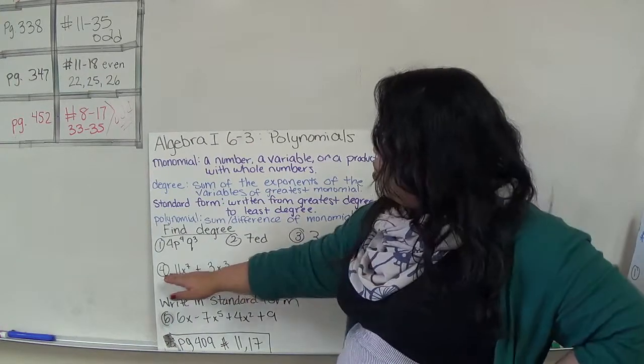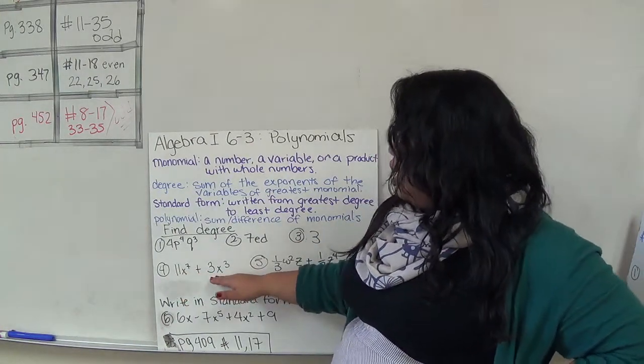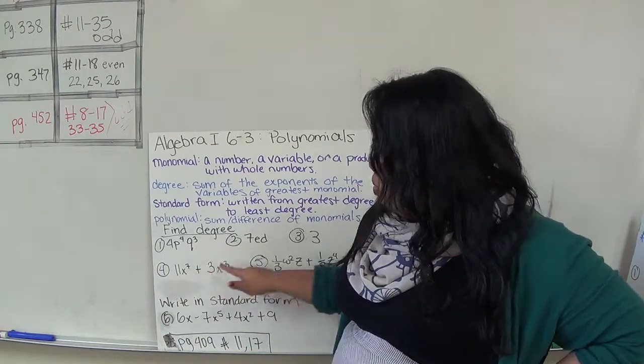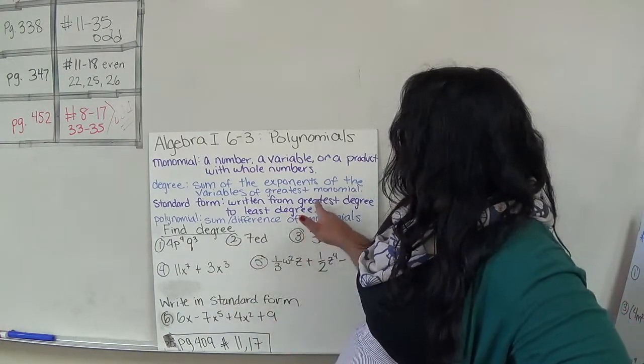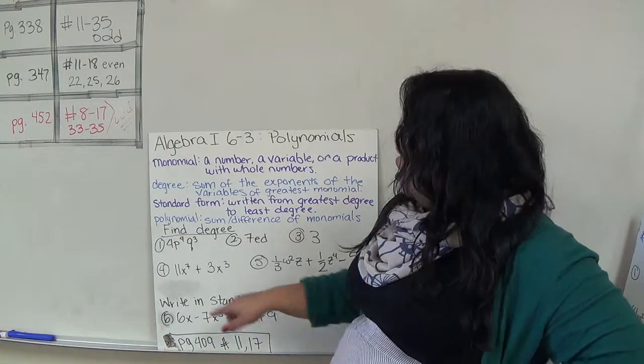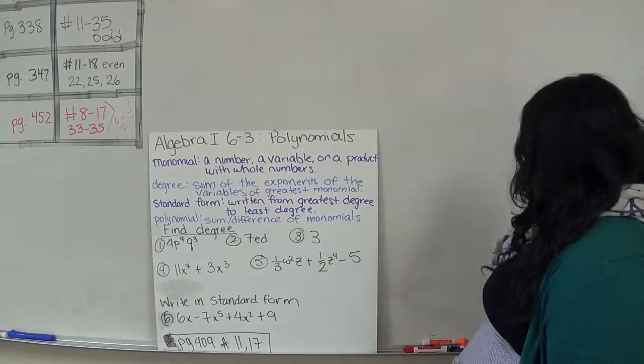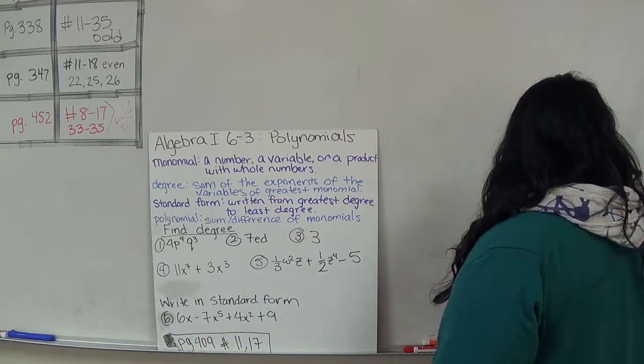A polynomial would have multiple ones connected by plus or minus. So this is a monomial, this is a monomial. Together, it's a polynomial, okay? And then the standard form would basically be the degrees from greatest to least. So let's go to the first one.